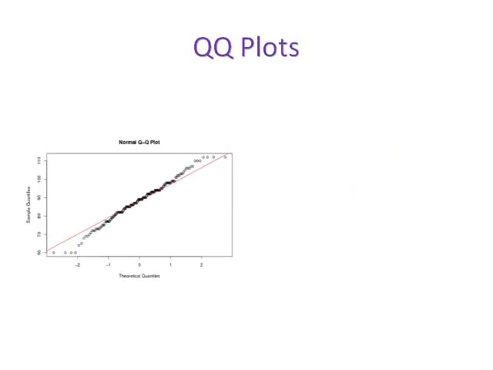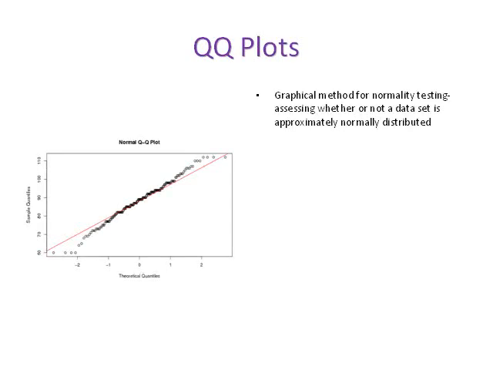A little bit about QQ plots. These are a graphical method for testing normality and assessing whether or not a data set is approximately normally distributed. Nothing is ever perfectly normally distributed except a mathematical function. But this is a way of comparing an actual distribution, the sample quantiles on the left, with the theoretical quantiles derived from the theoretical distribution of the normal distribution.